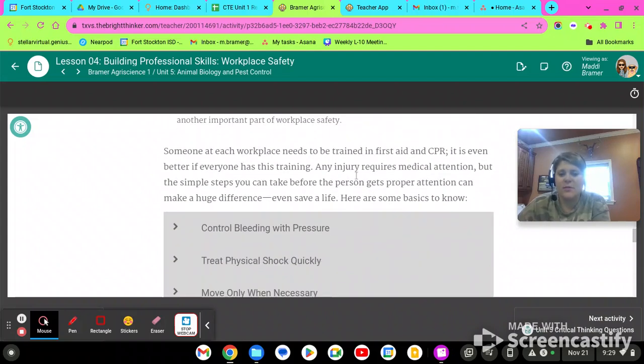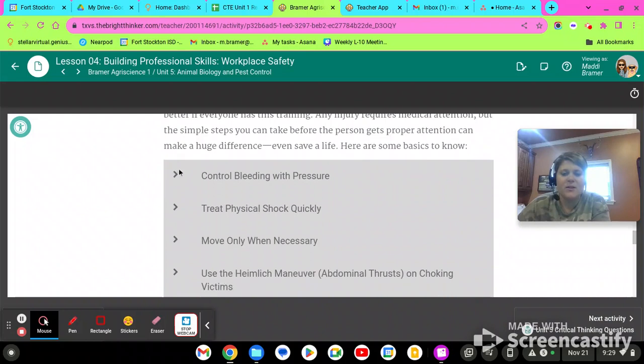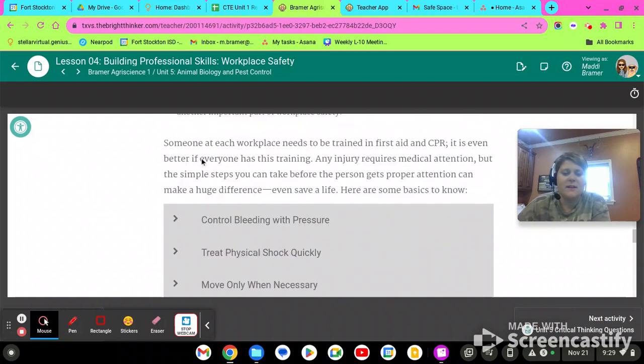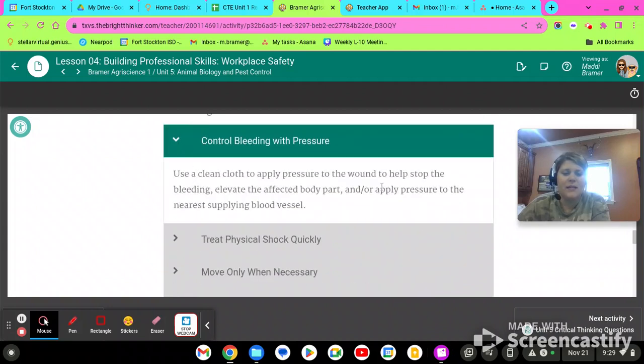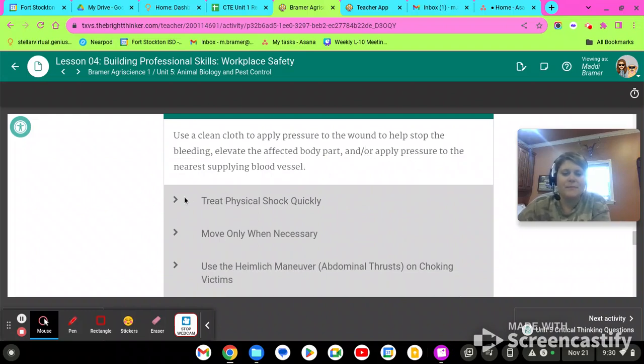So someone at each workplace needs to be trained in CPR. It's even better if everyone has training. Any injury requires medical attention, but the simple steps you can take to make sure the person gets proper attention can make a huge difference and even save a life. So some basic things to know in a workplace: control bleeding with pressure. Use a clean cloth to apply pressure to the wound to help stop the bleeding, and elevate the affected body part.